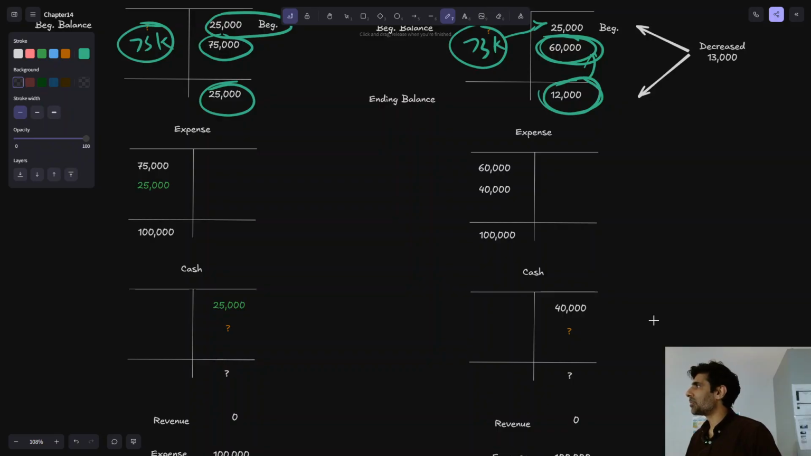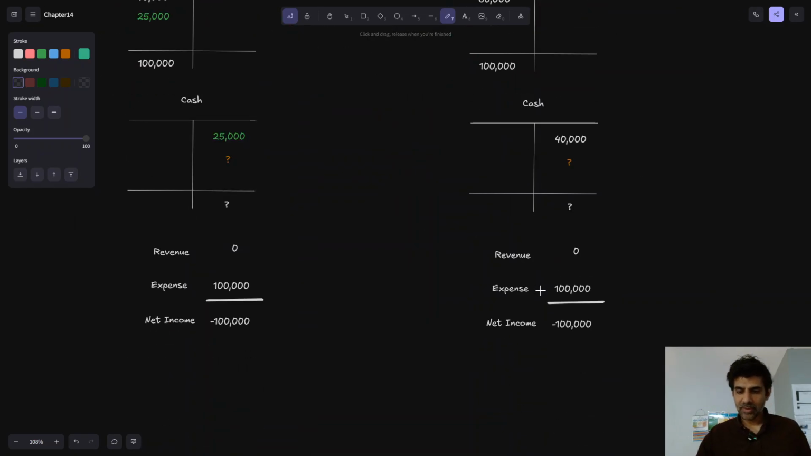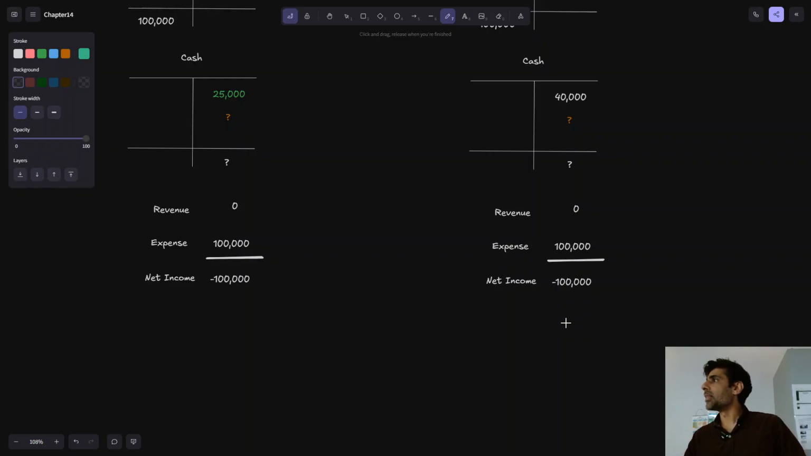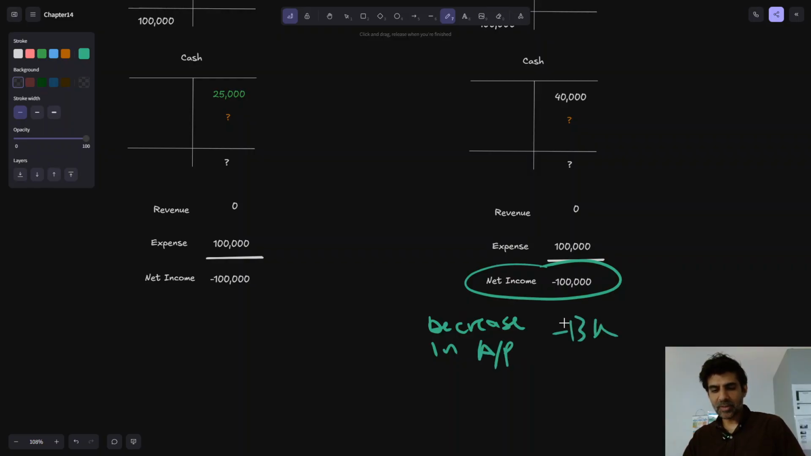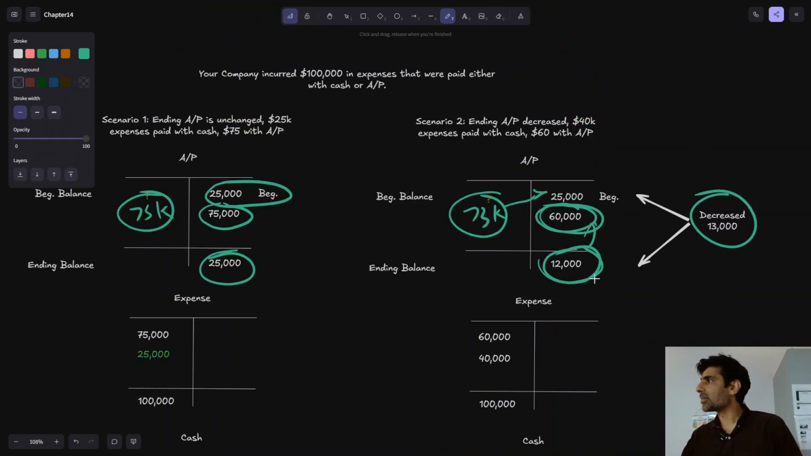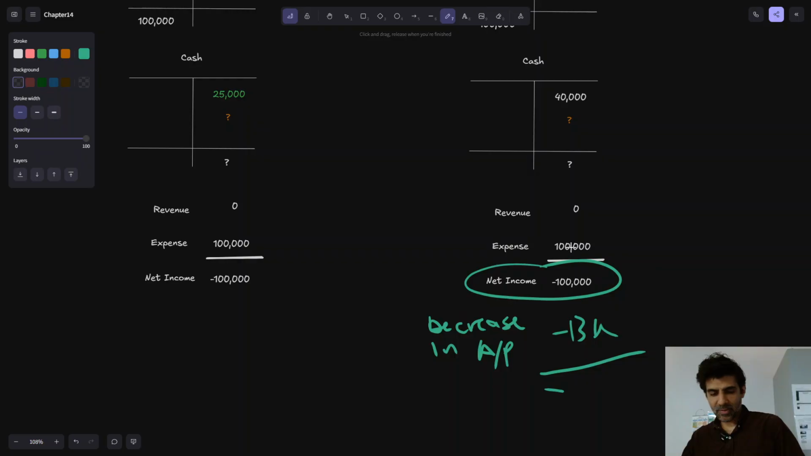What is the adjustment going to be for those 13,000? Yes. So again, the structure of this statement of cash flows, the operating section, is you start off with the net income. Now you're going to adjust it. So you would say adjustment for decrease in AP is negative 13K because it went down 13,000. And so now you just do this and you have negative 113,000. And that is how much cash flow.